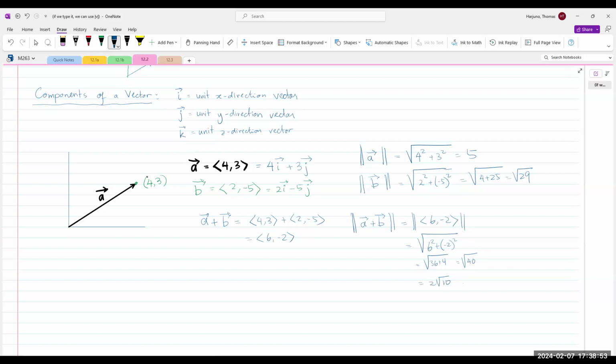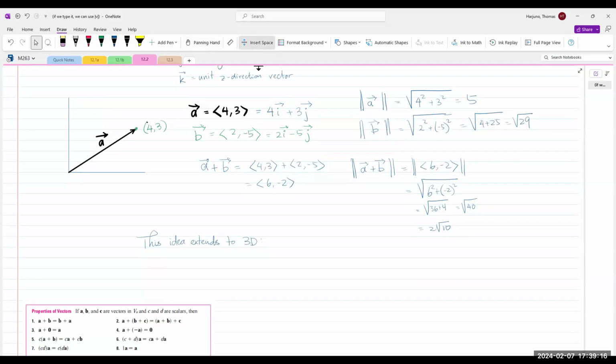Okay, now this idea extends again to 3 dimensions. The thing is, in 3 dimensions, it's harder to graph it, right? That's why we need algebra. Okay, that's why we need algebra.